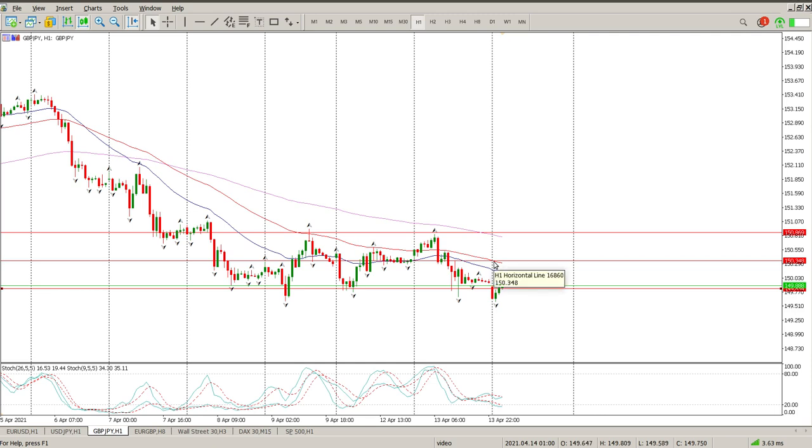So 150.348 with a stop above the top of the range. So I'm going to treat this as a break of the range at the moment. It is a gap down after hours in the Asian session, but we pull back into the middle of the range. Good opportunity to be looking for shorts with a stop above the top of the range.